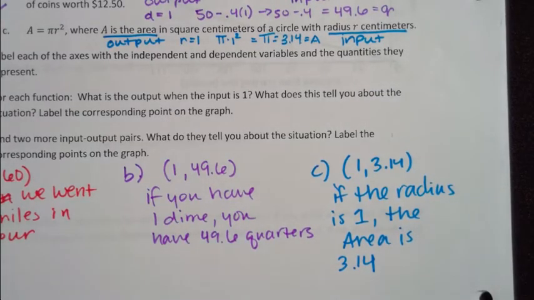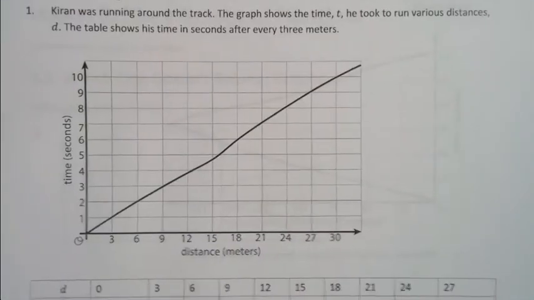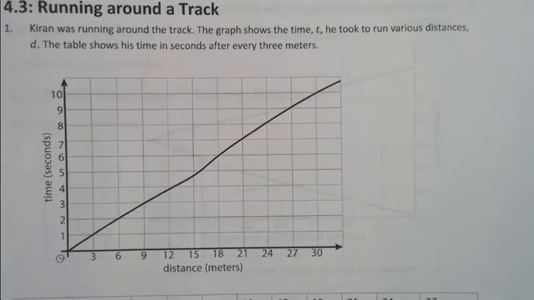Okay, take a look at the next activity. Running around a track. Kieran was running around the track. The graph shows the time t he took to run various distances d. The table shows his time in seconds after every 3 meters.